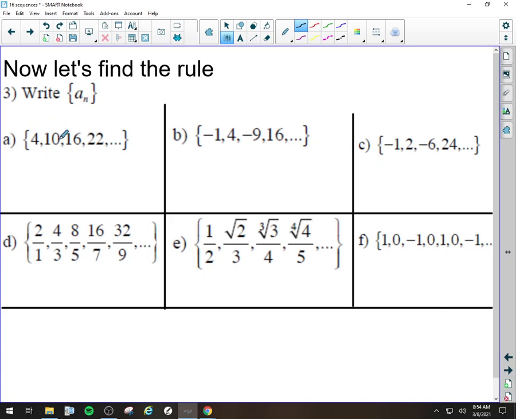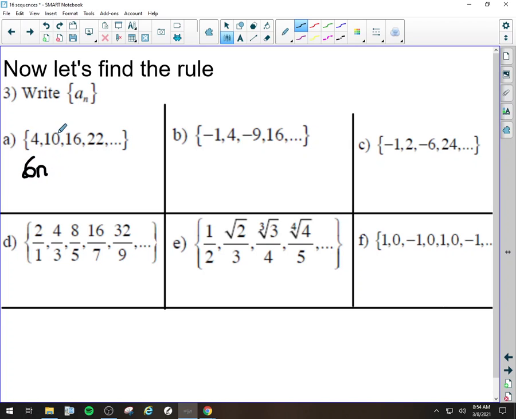So one thing to do is to look and see, is it a linear pattern? Is there something else going on? On this one, I see that I add 6, then I add 6, then I add 6. So that's linear, and I know that I'm adding 6 each time. Oh wait, sorry, I'm in linear function mode. I need to deal with n.